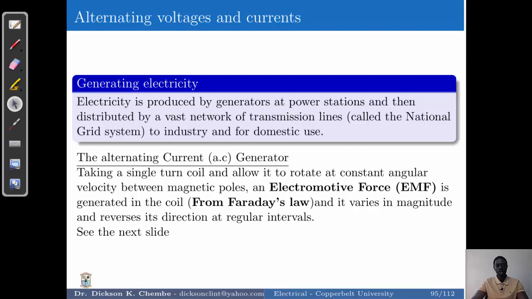Today I'm going to look at and discuss alternating voltages and currents. To understand what alternating current and alternating voltages are, we have to start by looking at how electricity is produced. That is by going to generation, or how electromotive force is produced.